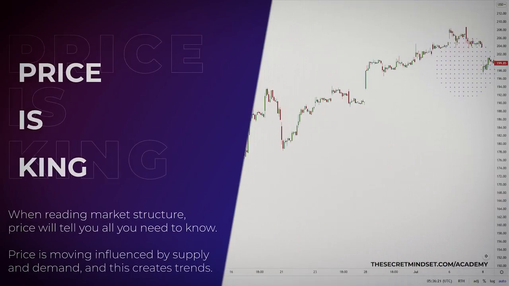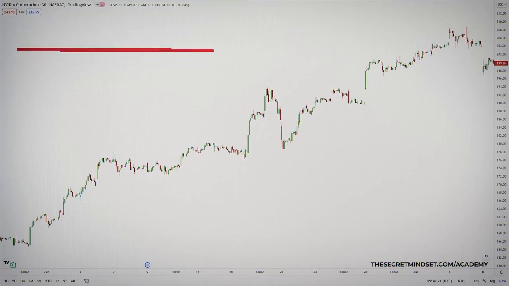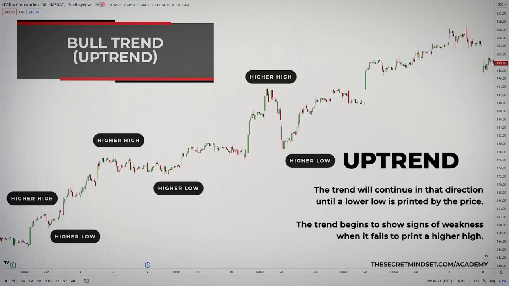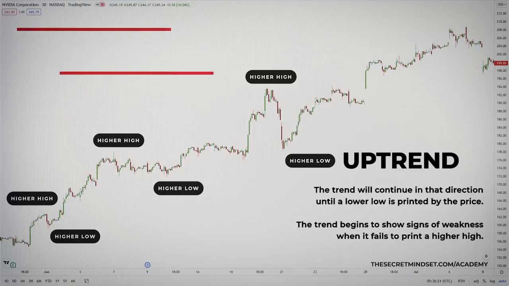When reading market structure, you have to pay close attention to one thing on the chart: price. Price will tell you all you need to know. When price is moving influenced by supply and demand, this creates trends. A bull trend is depicted by higher highs and higher lows. The trend will continue in that direction until a lower low is printed by the asset price. The trend begins to show signs of weakness when it fails to print a higher high.